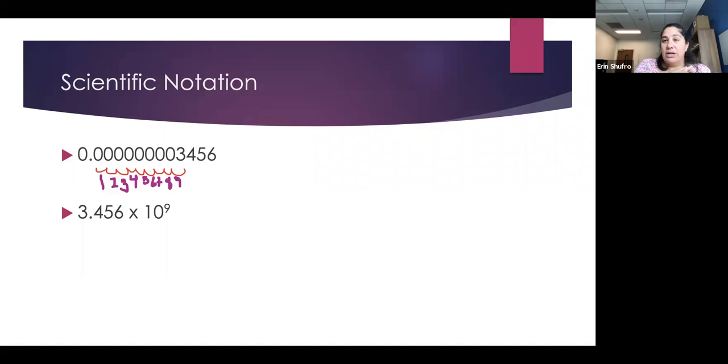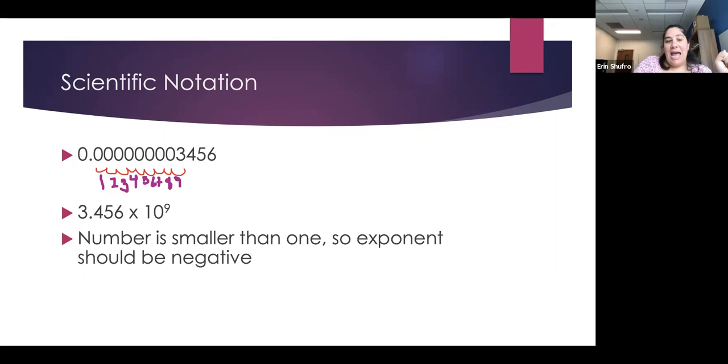Now remember on the previous slide, we said that if the number was smaller than 1, i.e. if we started with zeros, my exponent should be negative. So to put this number into scientific notation, the number is going to be 3.456 times 10 to the negative 9. 9 is the number of spaces that we moved, and the exponent is negative because the number started with a 0, right? We had a number smaller than 1.